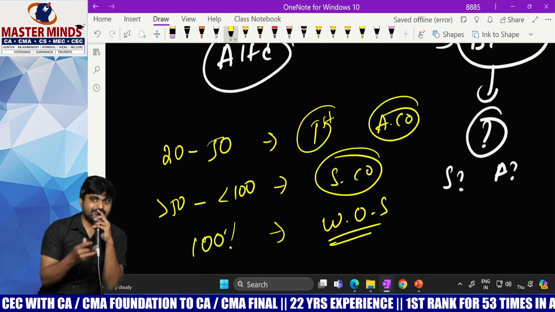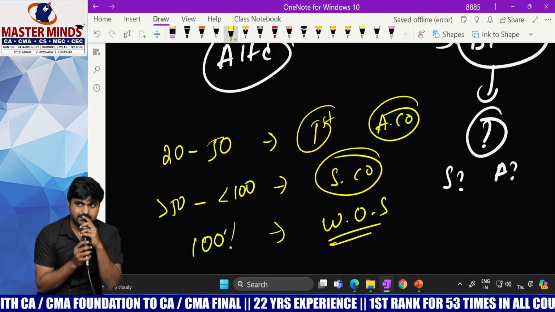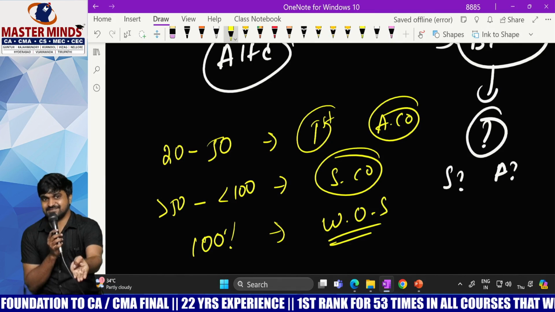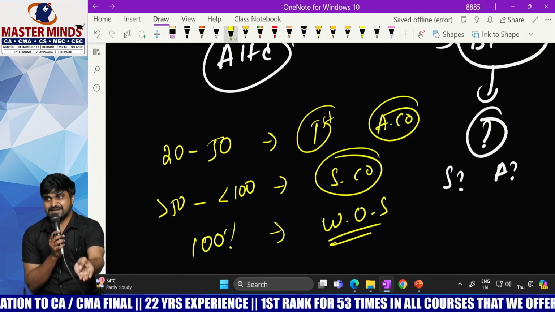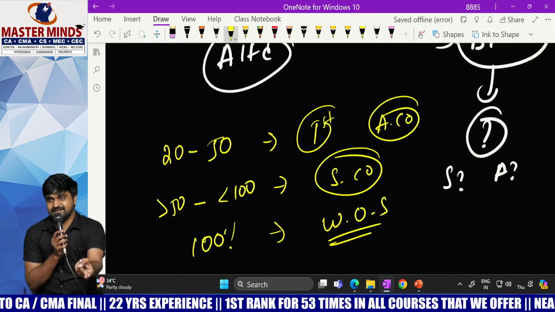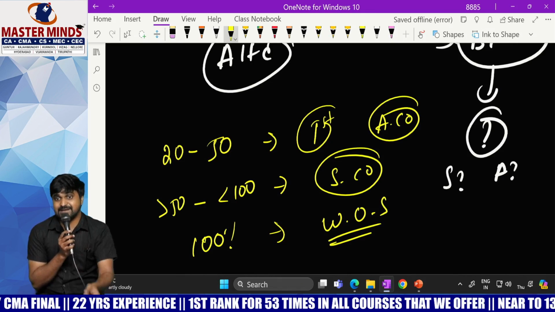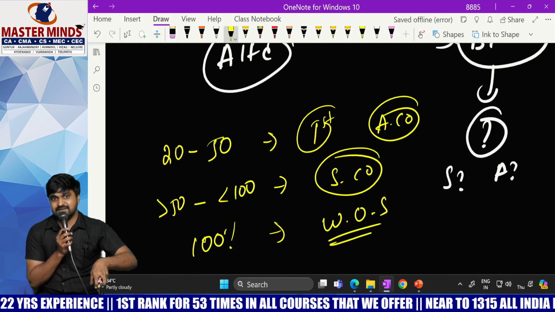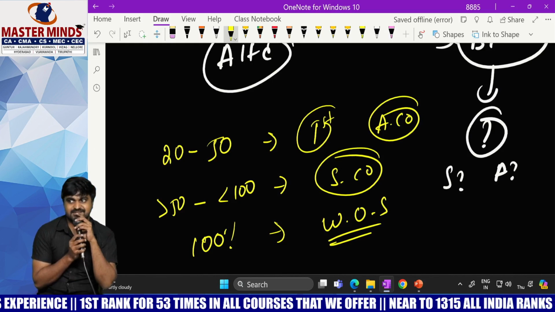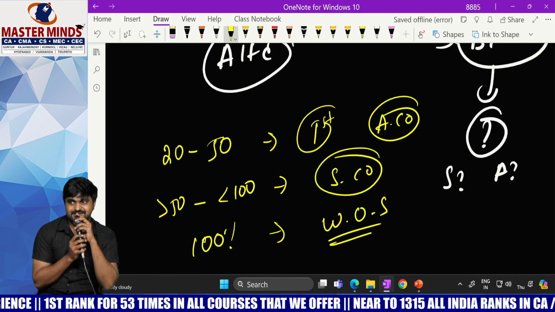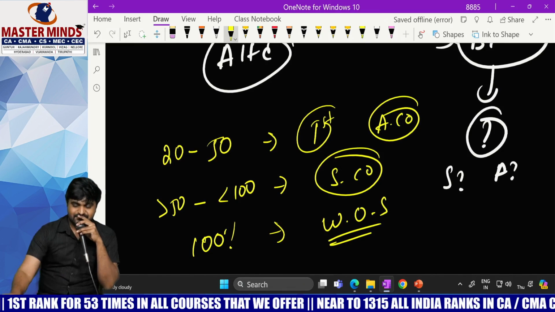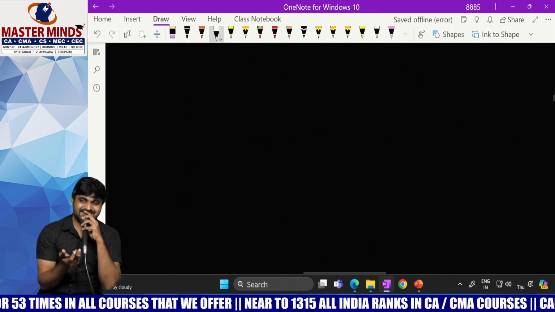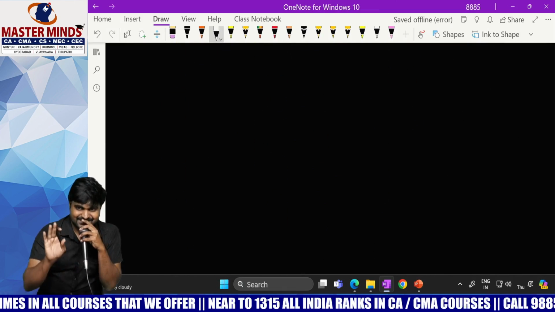Is it possible to have a wholly owned subsidiary company? How is it possible? Because for a company, there must be at least two persons. If it is a private company, there must be at least two persons. If it is a public company, there must be at least 7 persons. Then how can an entity hold 100% shares? Very simple. Okay, I will say the answer.